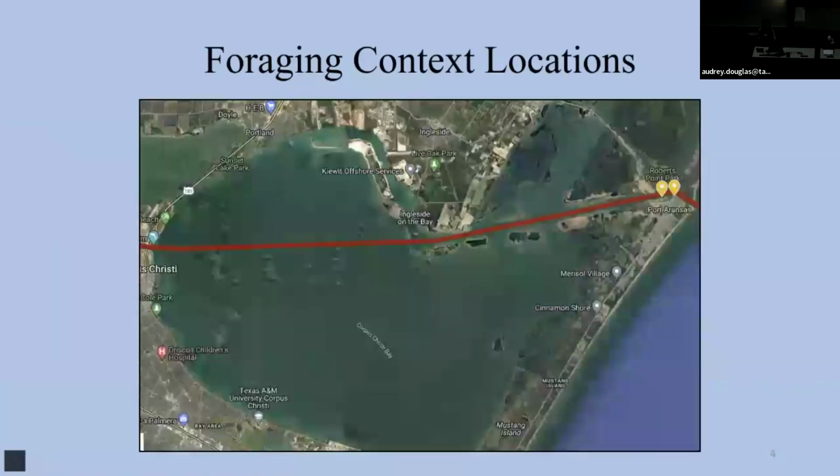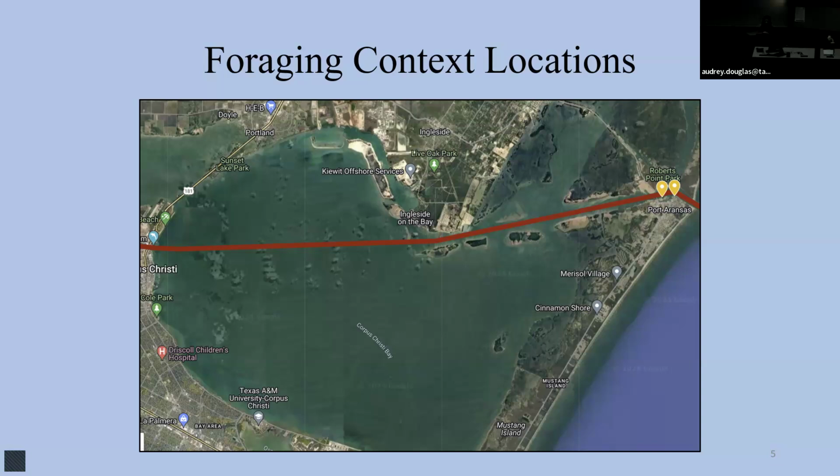So both of these foraging contexts make it easy for the dolphins to catch their prey, but there's quite a few risks associated with these different foraging contexts. So the red line in the study site image is the Corpus Christi ship channel. This is where all the trawling occurs. The two yellow dots represent the seawall locations that the dolphins are often found foraging at.